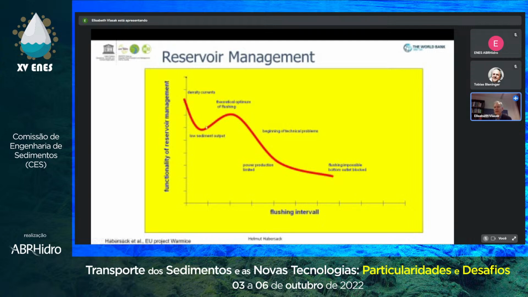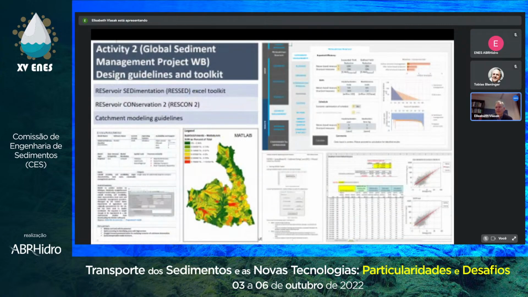This is maybe not flushing anymore, but another, like a density current, because then you wouldn't have to flush. You would not even get the sedimentation anymore. You would let the sediment go through. That would be the best case. If you do it too often, you lose money. If you do it not enough, in frequency, then you get an issue and you can't flush anymore. So for each reservoir, we can define basically a line like this and identify what is the best way for my reservoir to go forward.